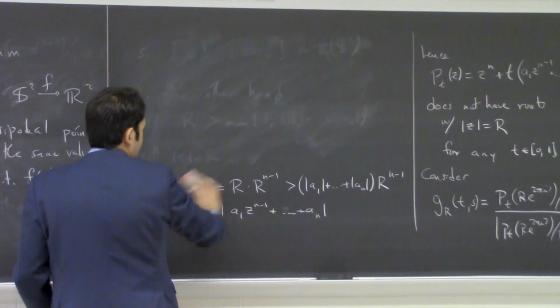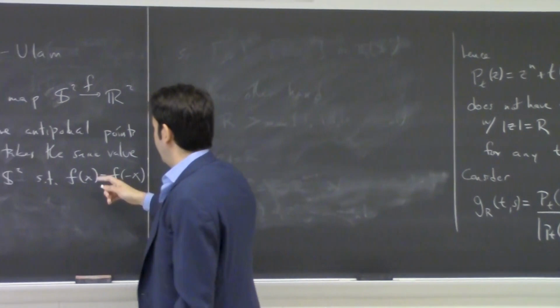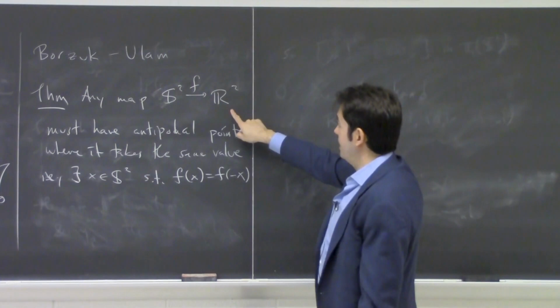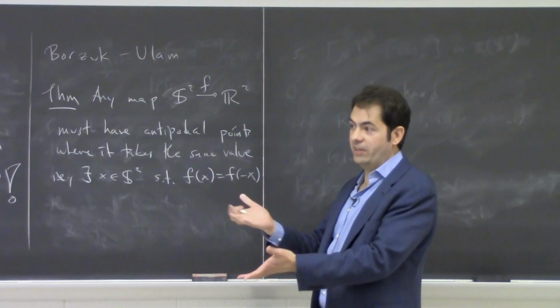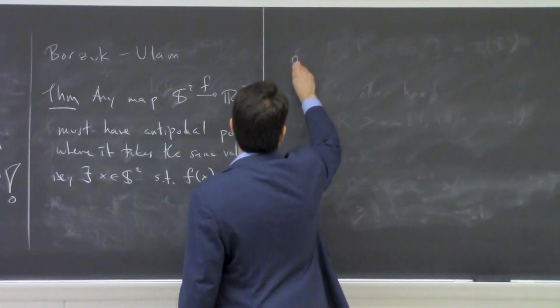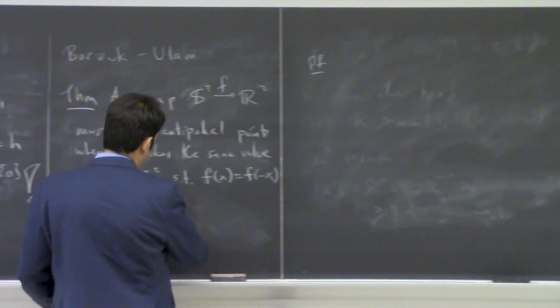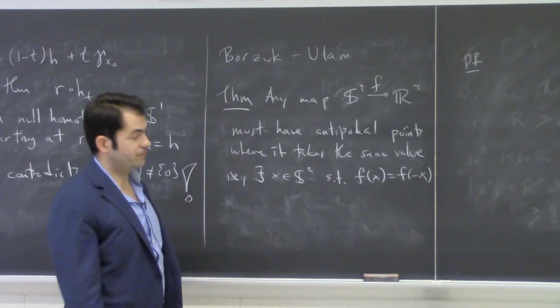Okay, so to see why this is surprising, if it's not immediately surprising, think of S2 as being the Earth, and take any two measurements that you can assume are continuous, like wind speed and temperature. And this says that at any moment, there are opposite points on the Earth where those two measurements are exactly the same. Okay, and again, this is true in higher dimensions as well, but we'll get there eventually. So the proof is similar in that we assume that it's not true.